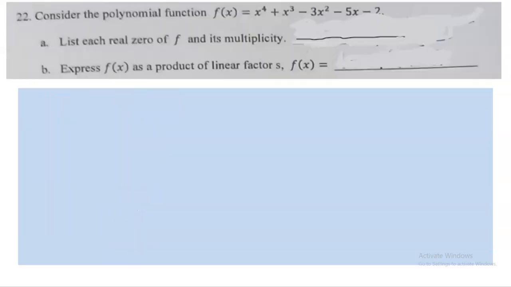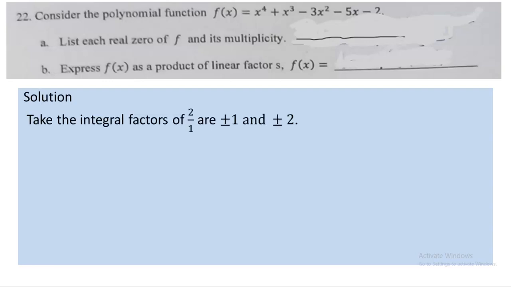Now proceeding to question number 20, it says consider the polynomial function given. You are asked to find the zeros with their multiplicities, and you are also asked to write this in terms of a product of linear factors. So very simple. What you need to do is first find the integral factors of the constant term and the leading coefficient. Remember the ratio test. So this is your constant number 2.